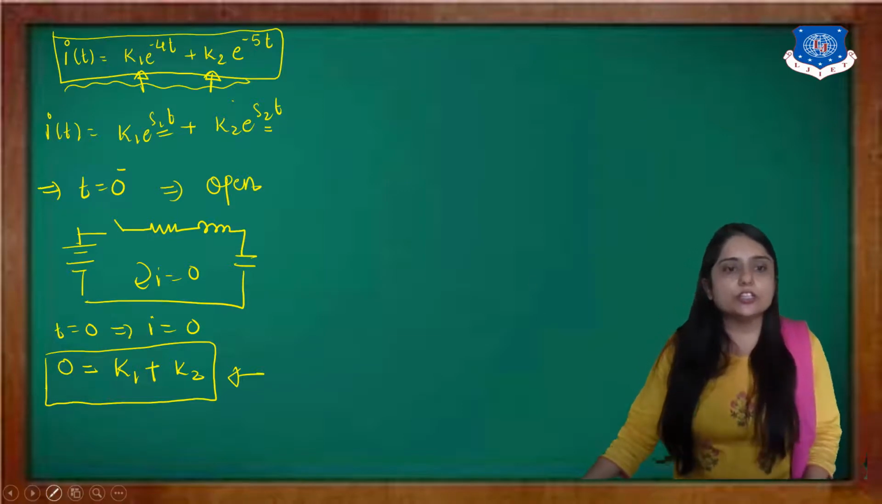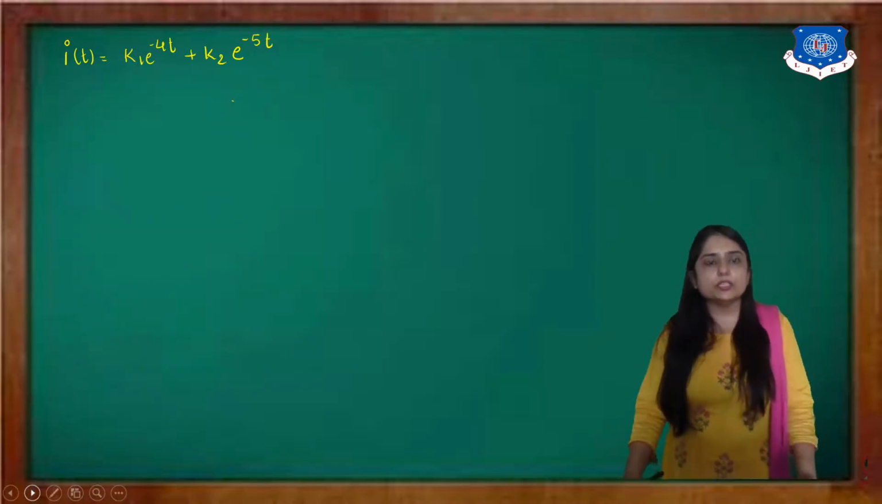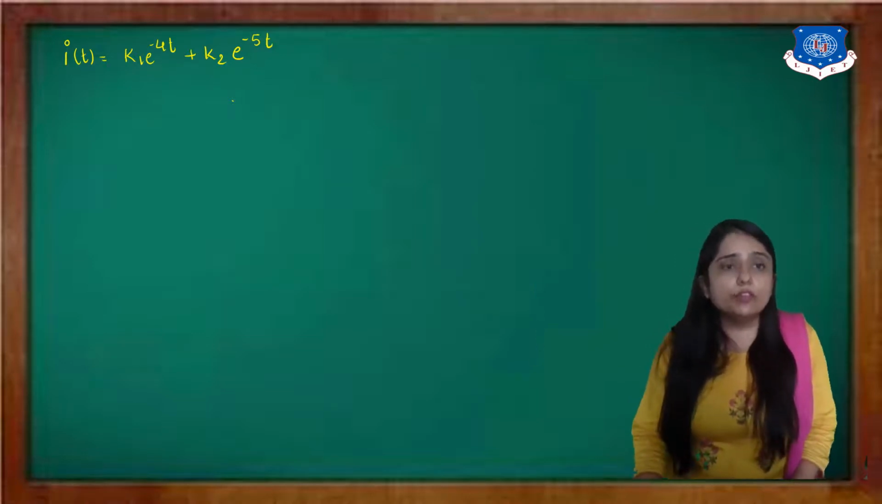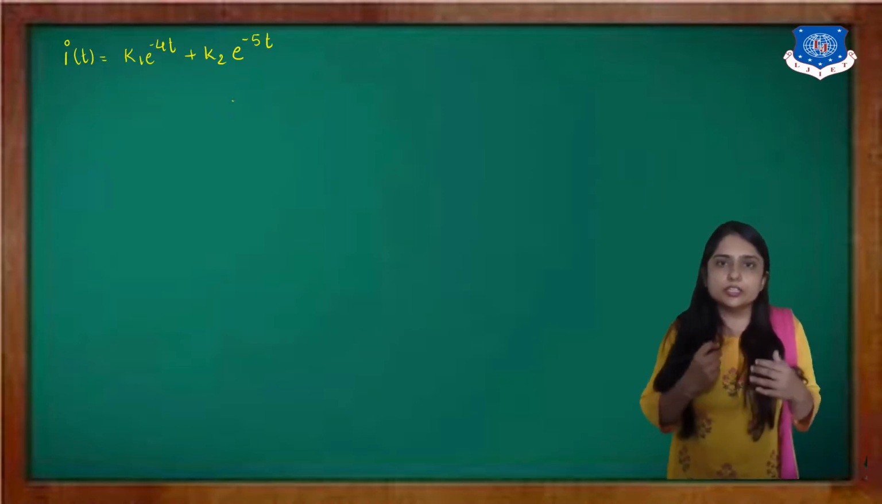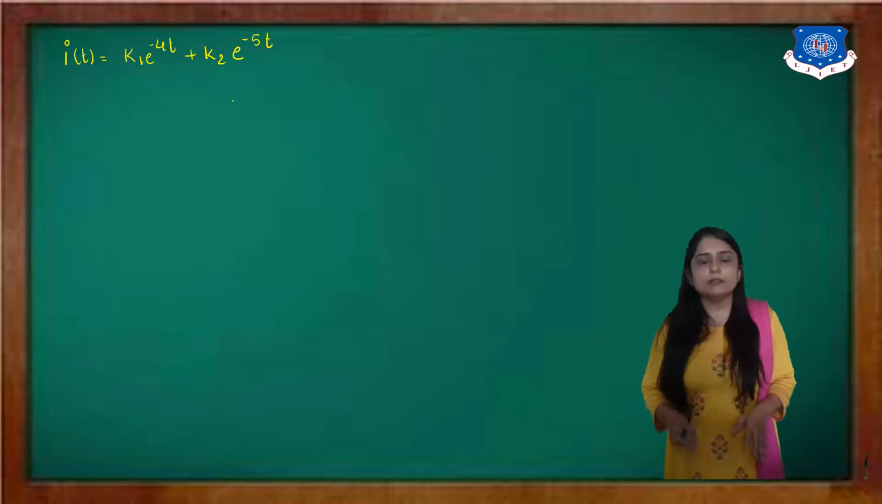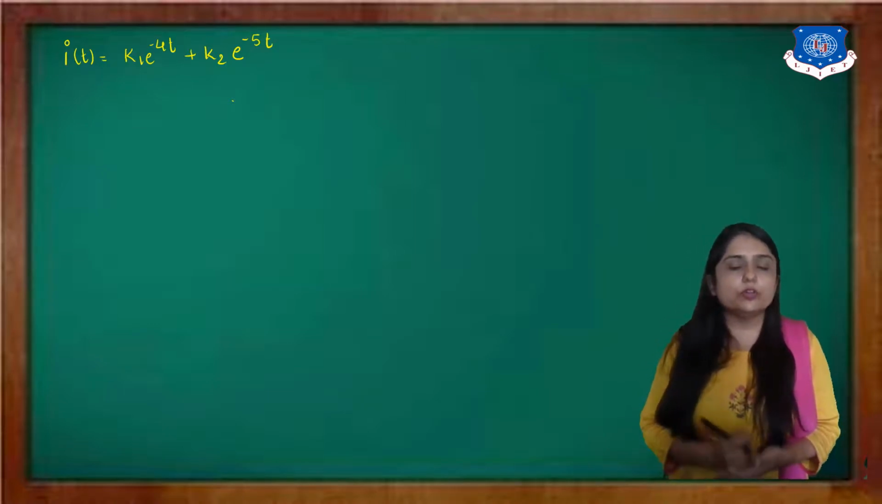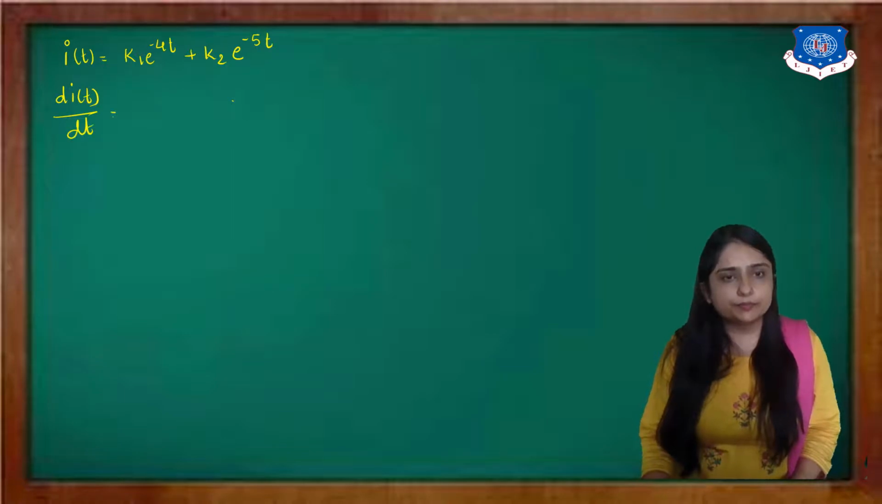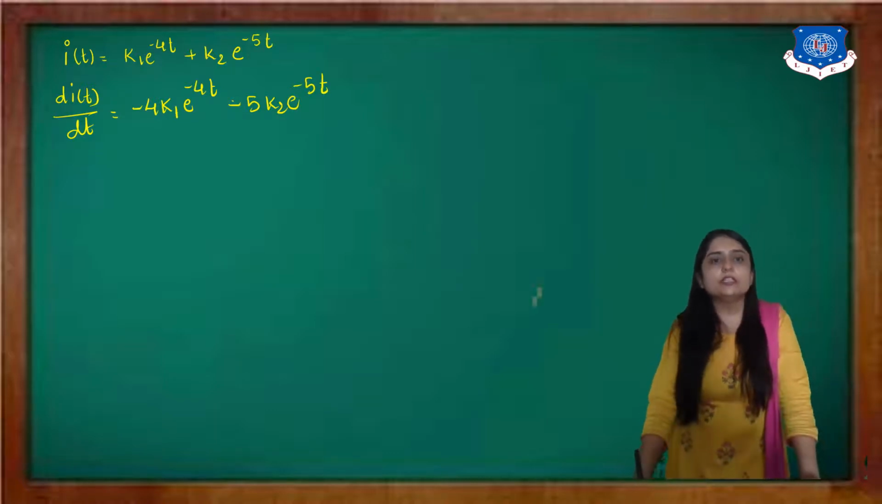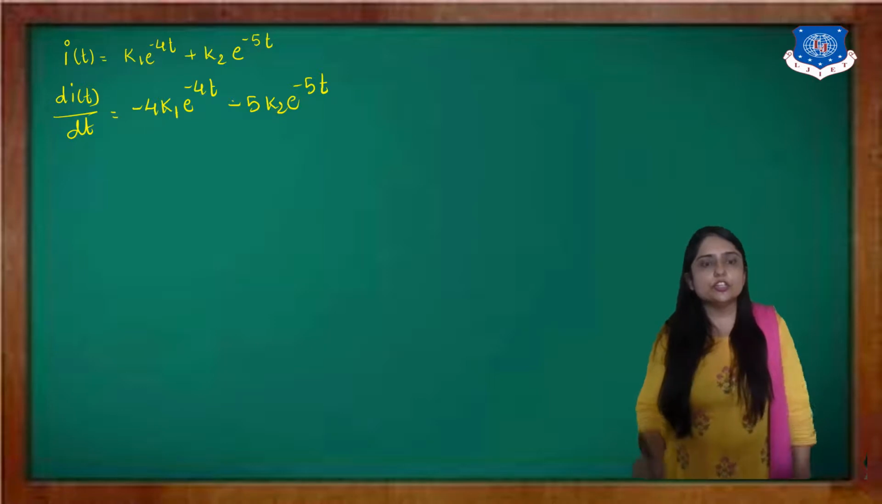So for the second equation, always remember this thing: we will just differentiate our general solution, whether it is a current, voltage, or any diagram. So our solution will become di(t)/dt equals minus 4k1 e raised to minus 4t minus 5k2 e raised to minus 5t. This is the differentiation of the general equation.